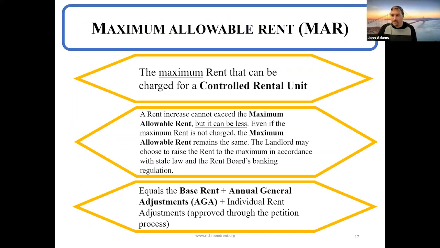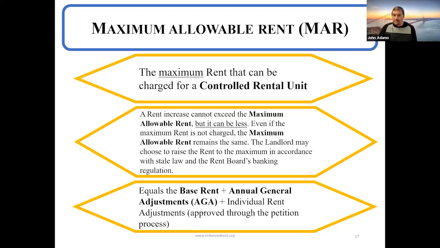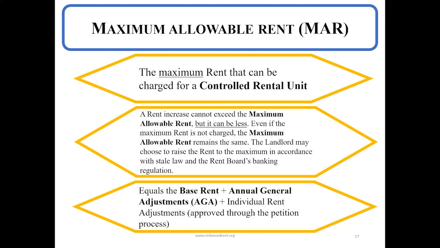So the first thing to understand about rent control is what we call the maximum allowable rent. Lo primero que se debe de entender sobre control de renta es lo que llamamos el MAR, la renta máxima permitido. The maximum allowable rent is defined as the highest legally allowable amount of rent that a landlord could be charging a unit. Eso se define como la cantidad máxima de que un propietario puede cobrar para rentar su unidad.